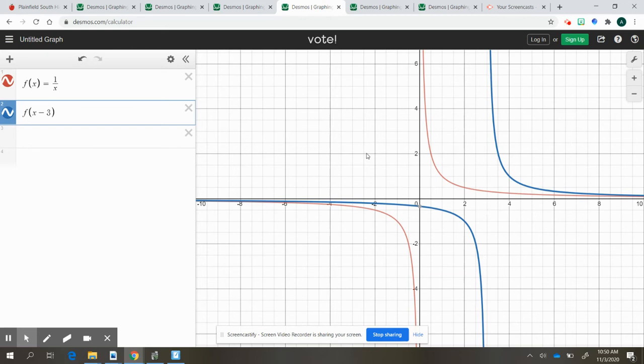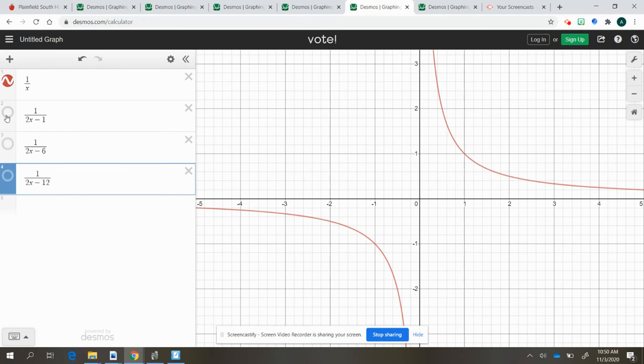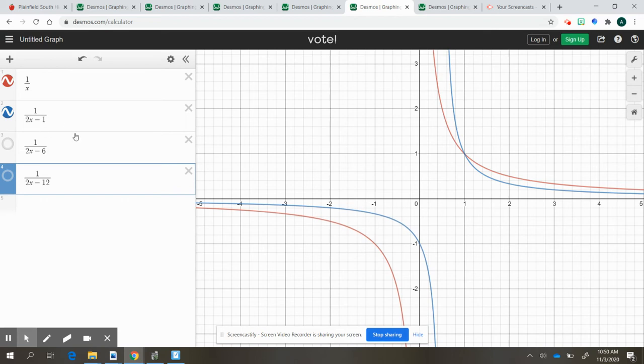Continuing on, if we look at number 12, we have a bunch of different graphs yet again to analyze. We have our parent function, and then we have 1 over 2x minus 1. Now notice the shift this time in our vertical asymptote. We are now going through x equals 1/2. And if we look at the green graph here, we are shifting over here.